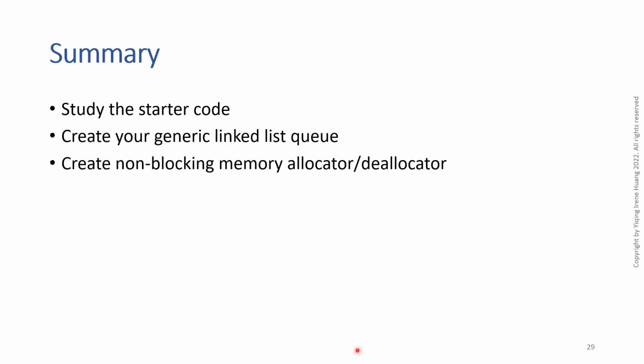To summarize, in P1A, you're going to study the starter code. Be sure to watch the starter code demo video. And then you're going to create your generic linked list queue so that you can use it to manage your memory as well as future OS objects. And then you're going to create the non-blocking version of the memory allocator and deallocator.